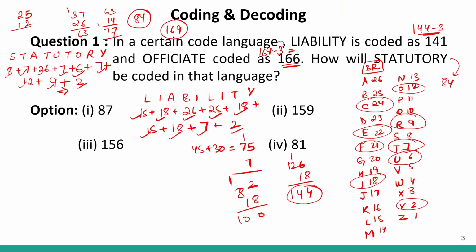And now I have to reduce 3. Correct? If I reduce 3, I'll get 81. So 81 will be the answer, which is given in option number 4. So option number 4 will be the answer to this question. Clear? Option number 4 will be the answer.